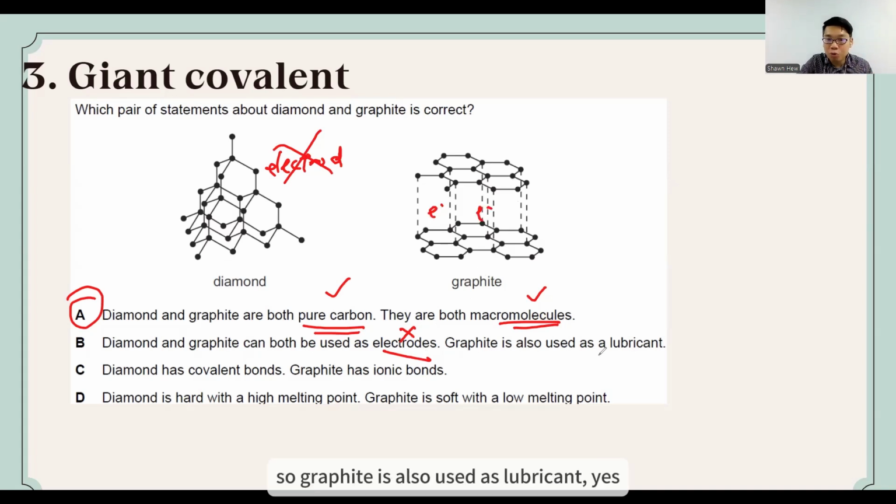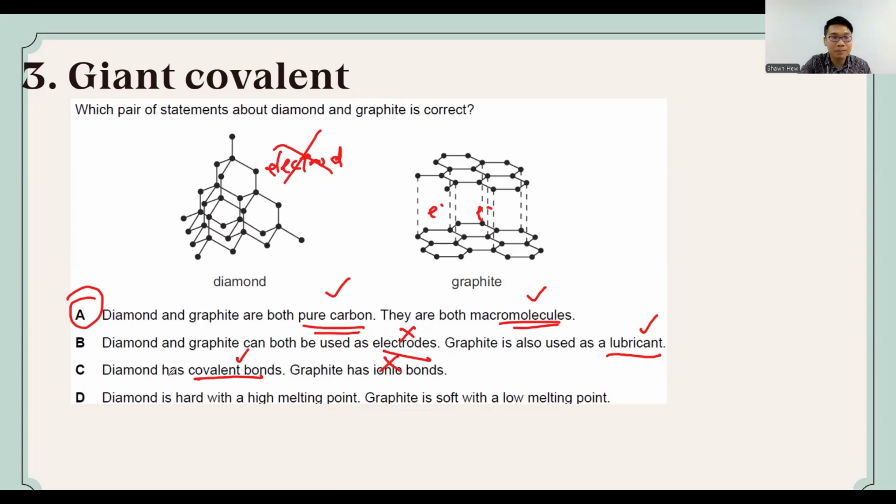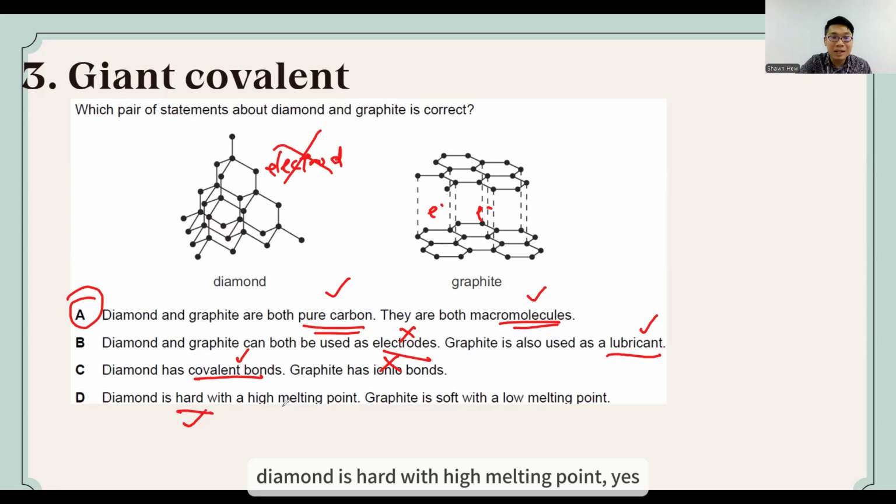Graphite is also used as lubricant, yes, because it forms layers. Diamond has covalent bonds, yes. Graphite has ionic bonds, no. Both have covalent bonds. Diamond is hard with a high melting point, yes. Graphite is soft and has a low melting point? Okay, graphite is solid in room condition and it's actually quite hard to boil it. So that's why it still has a high melting point.